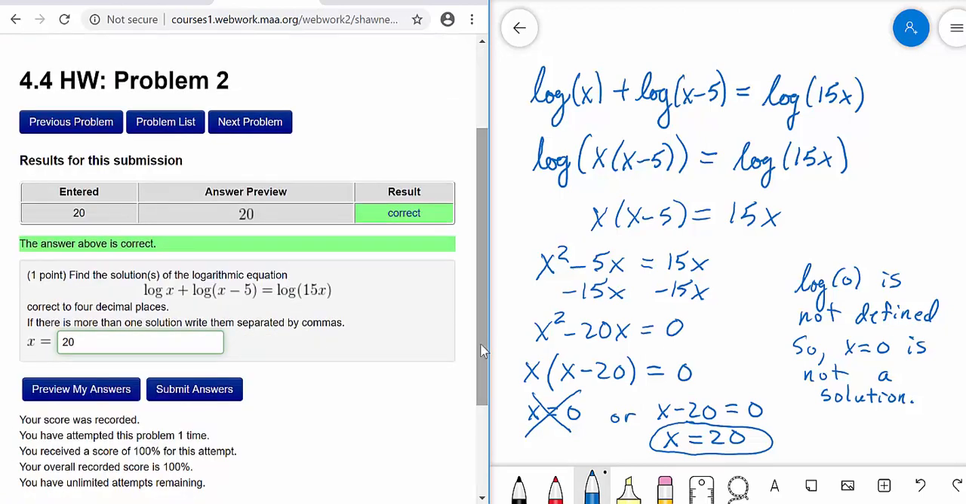So with logarithms, you can't plug in a negative number or 0 into the log function. So log of x is only defined for positive values of x. Let's move on to problem number 3.